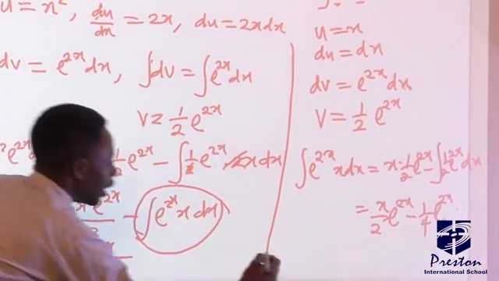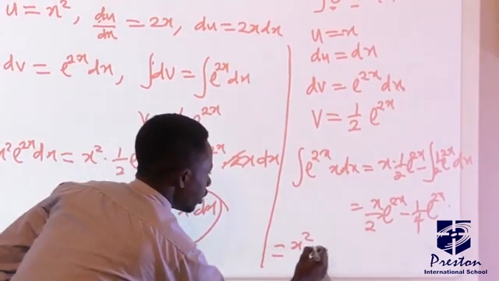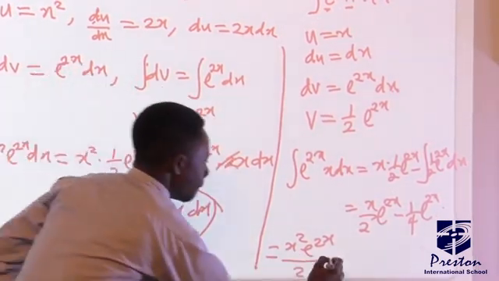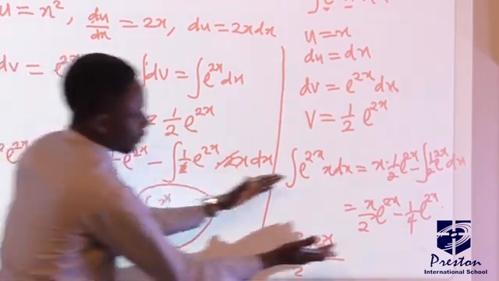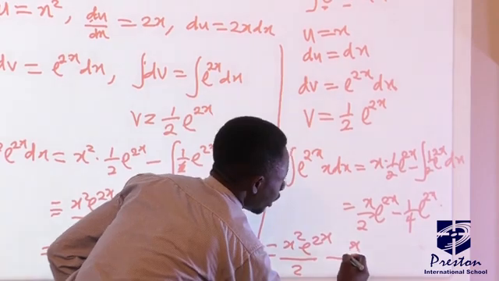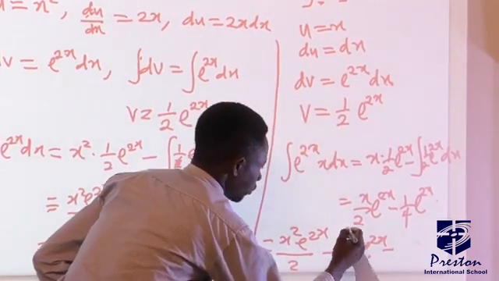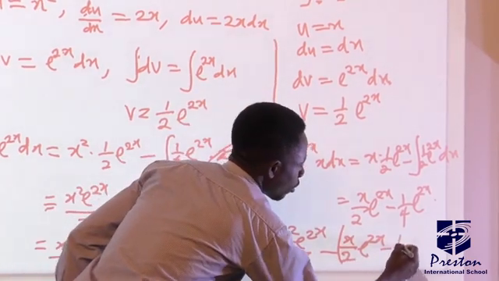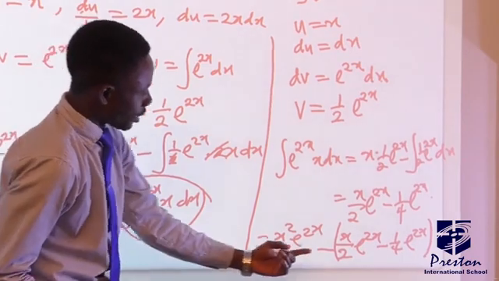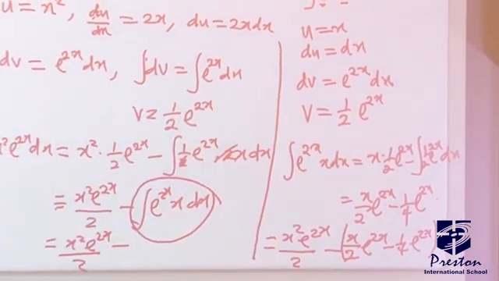At that point, the final answer will give us x squared e to the 2x over 2 minus, now the whole of this is giving us this. So we have minus x squared, x over 2 e to the 2x minus, don't forget that we need to introduce brackets here, 1 over 4 e to the 2x. At this point we open the bracket, and that will give us the final answer.